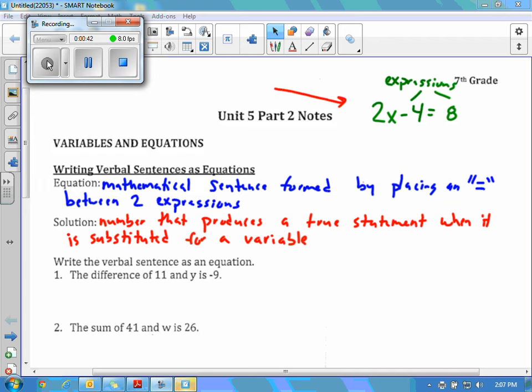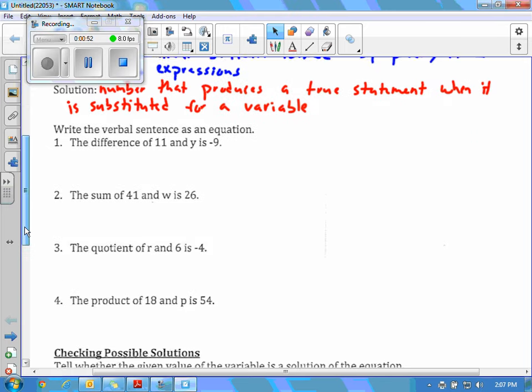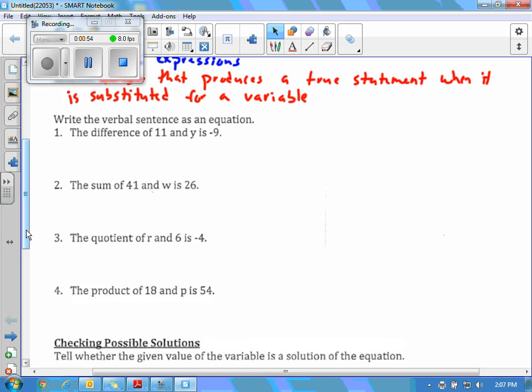A solution is a number that produces a true statement when it is substituted for a variable. We'll talk more about that at the bottom of this page. Looking at the first section, it says write the verbal sentence as an equation. So the first one says the difference of 11 and y is negative 9. So difference is my keyword here. That tells me it's subtraction. So the difference of 11 and y is 11 minus y. Is the equal sign and then negative 9.